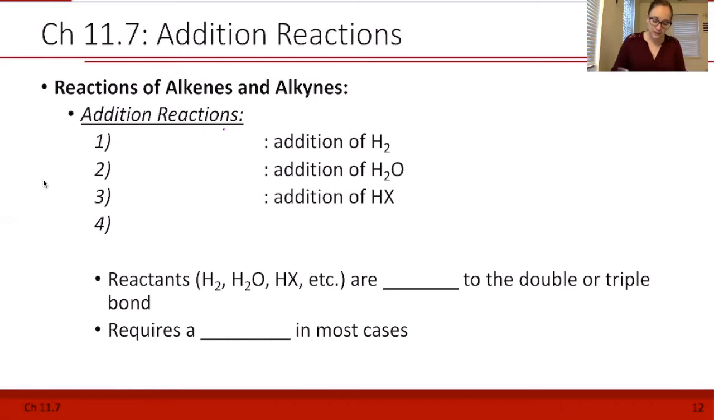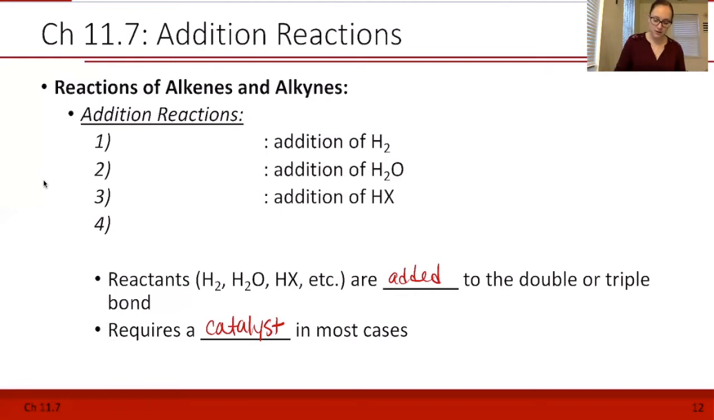So we're specifically going to be talking about addition reactions. What this means is that the reactants are added to the double or triple bond. In an addition reaction, you add your reactant across the double or triple bond. This typically requires a catalyst, but not every single one has to have a catalyst, though in most cases we do. So we're going to be learning 4 different addition reactions.